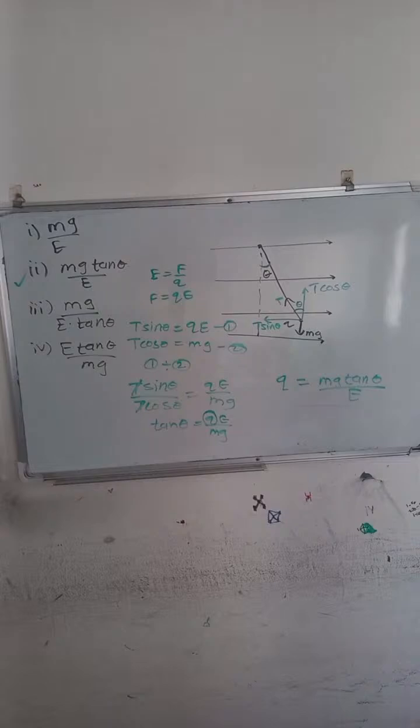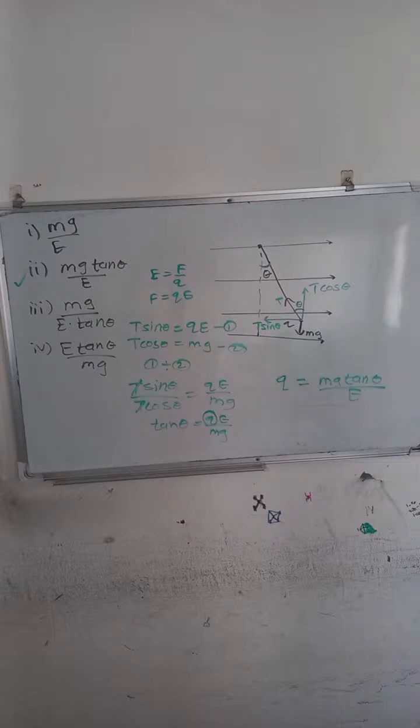Surface densities 26.4 into 10 raised to minus 12 coulomb per meter square of opposite signs, full stop. The electric field between these sheets is... I'll repeat up to here.